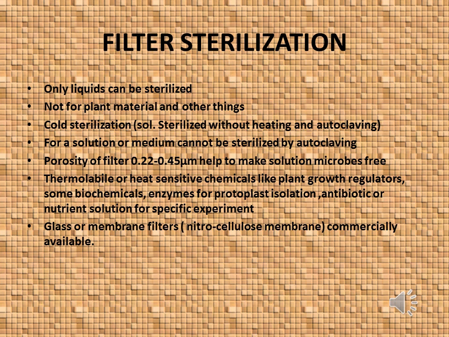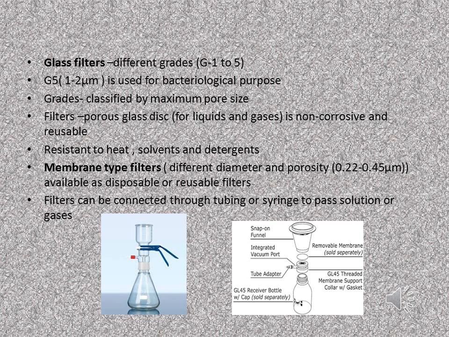There are two types of filters commercially available: glass and membrane filters like nitrocellulose membrane. Glass filters like sintered glass filters and borosilicate are available in different grades from G1 to G5. G5 has 1 to 2 micrometer pore size and is used for bacteriological purposes.